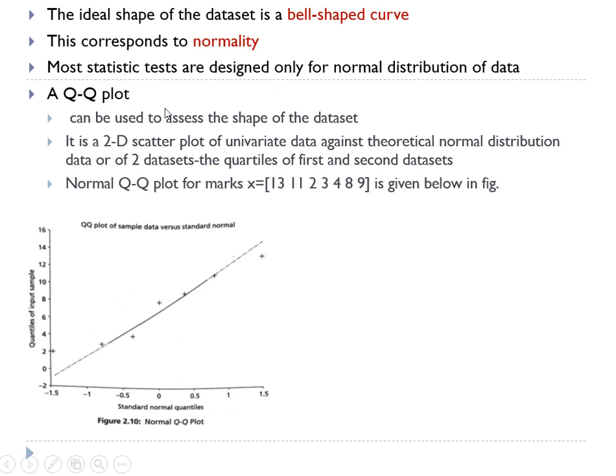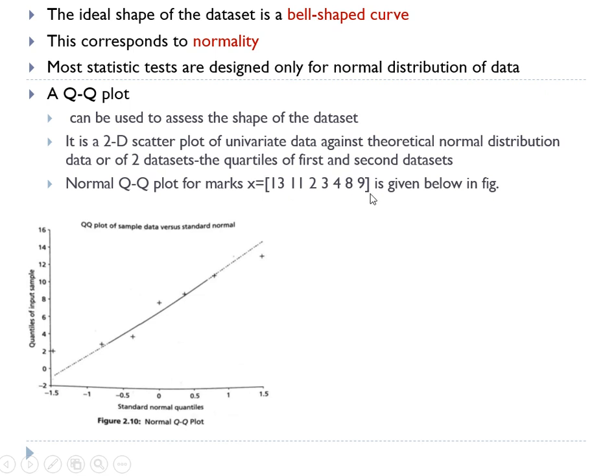What is a QQ plot? This is used to assess the shape of the data set. So using a QQ plot, I can assess the shape of my data set. Basically this is just a two-dimensional scatter plot of the univariate data that you're seeing here. And we have discussed quartiles in one of the previous sessions. Suppose I have two data sets, the quartiles of the first and second data sets. Let's discuss with an example.